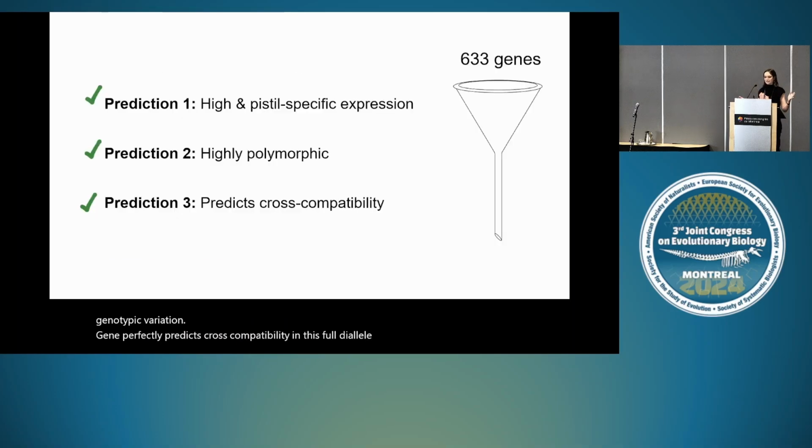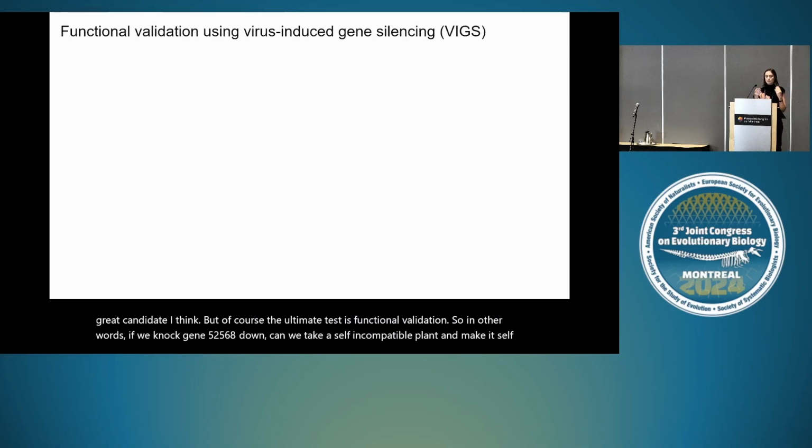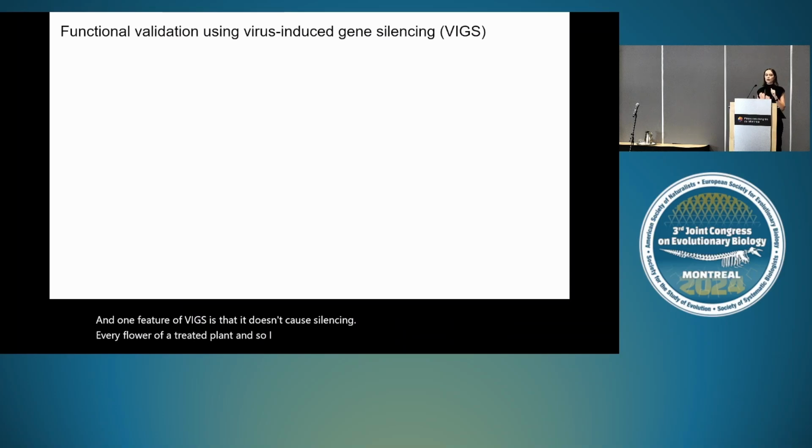Okay, so collectively, this is a great candidate, I think, but of course the ultimate test is functional validation. So in other words, if we knock gene 52568 down, can we take a self-incompatible plant and make it self-compatible? So my approach to doing this was using virus-induced gene silencing, or VIGS. And one feature of VIGS is that it doesn't cause silencing on every flower of a treated plant. And so I needed some way to know whether a flower was actually having silencing.